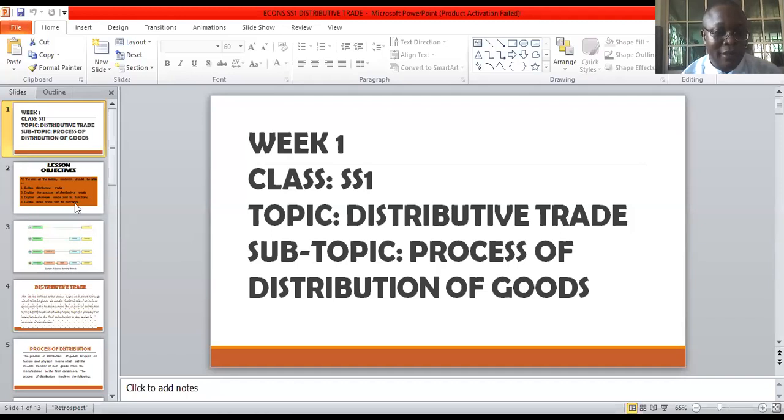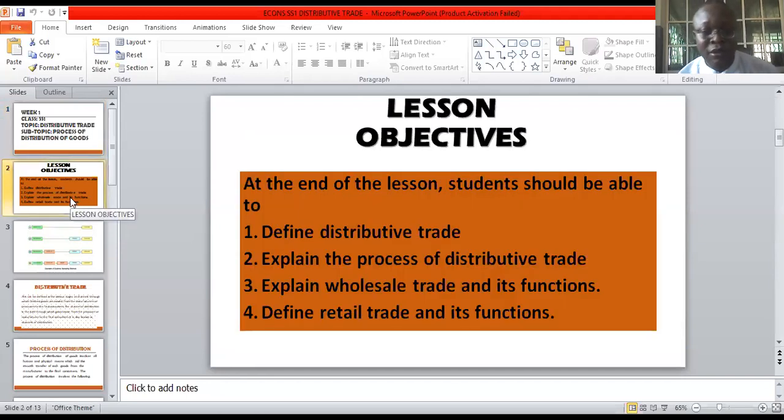Before I give you the definition of distributive trade, I would like to share this lesson objective with you. At the end of the lesson, students should be able to: one, define distributive trade; two, explain the process of distributive trade; three, explain wholesale trade and its functions; four, define retail trade and its functions.